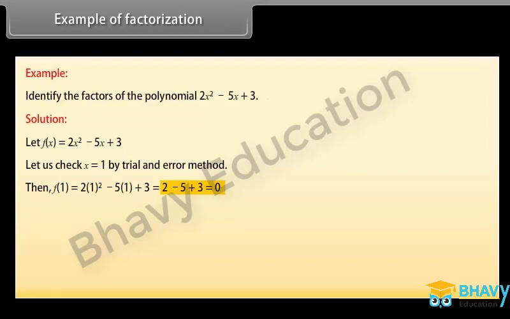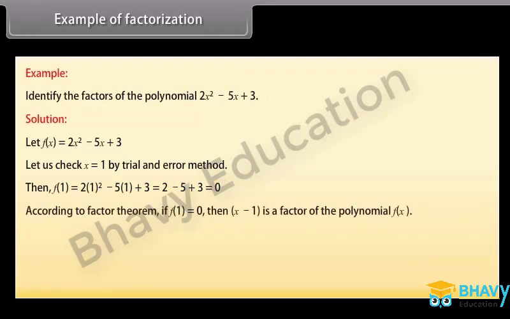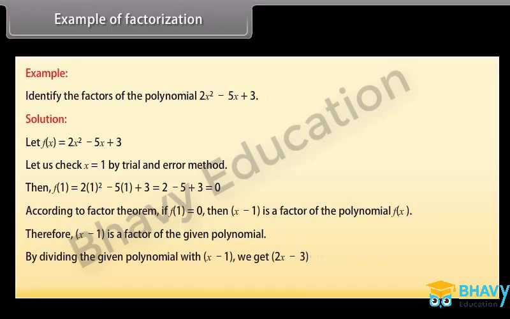which equals 0. According to factor theorem, if f(1) is equal to 0, then x - 1 is a factor of the polynomial f(x). Therefore, x - 1 is a factor of the given polynomial. By dividing the given polynomial by x - 1, we get 2x - 3. So, the factors of the given polynomial are 2x - 3 and x - 1.